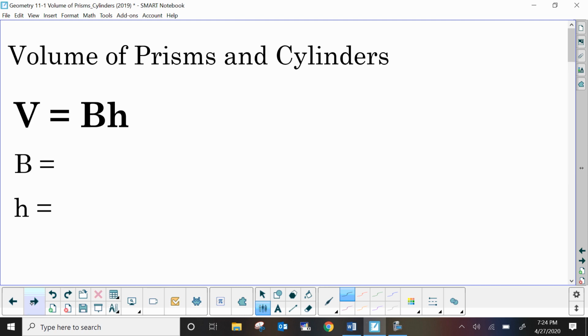Volume is equal to capital B H, and you will hear me always refer to this as capital B H. And the reason why I want to specify capital B is because capital B has a specific meaning to it. Capital B stands for area of the base.